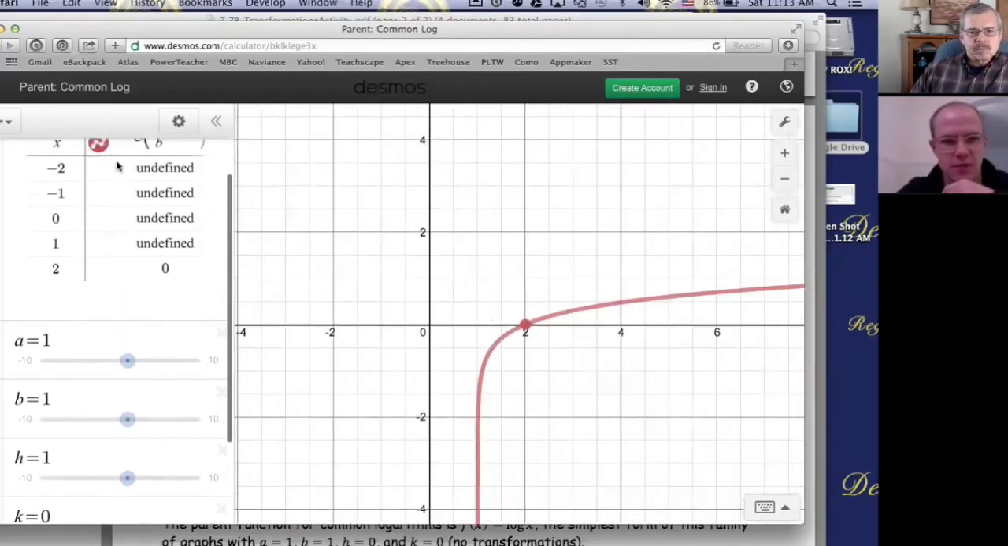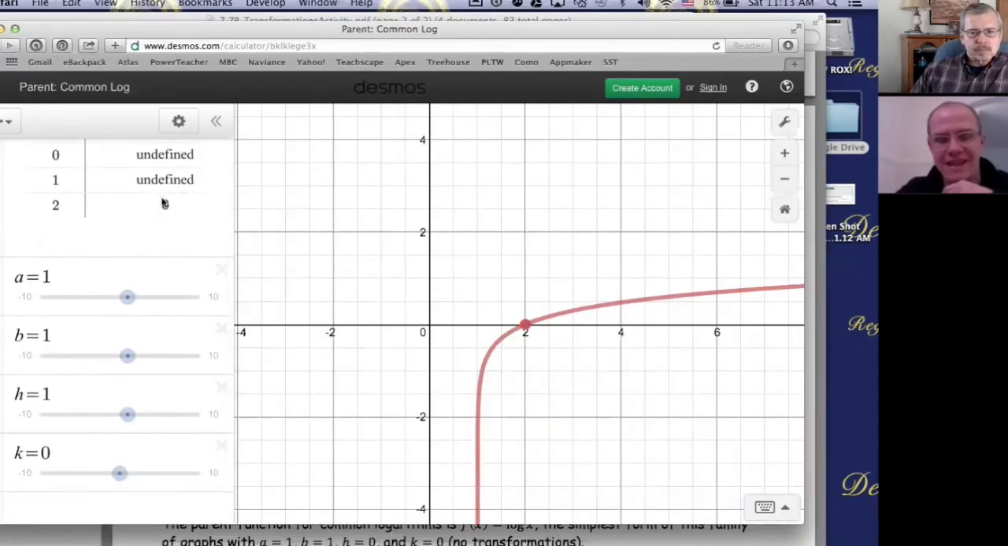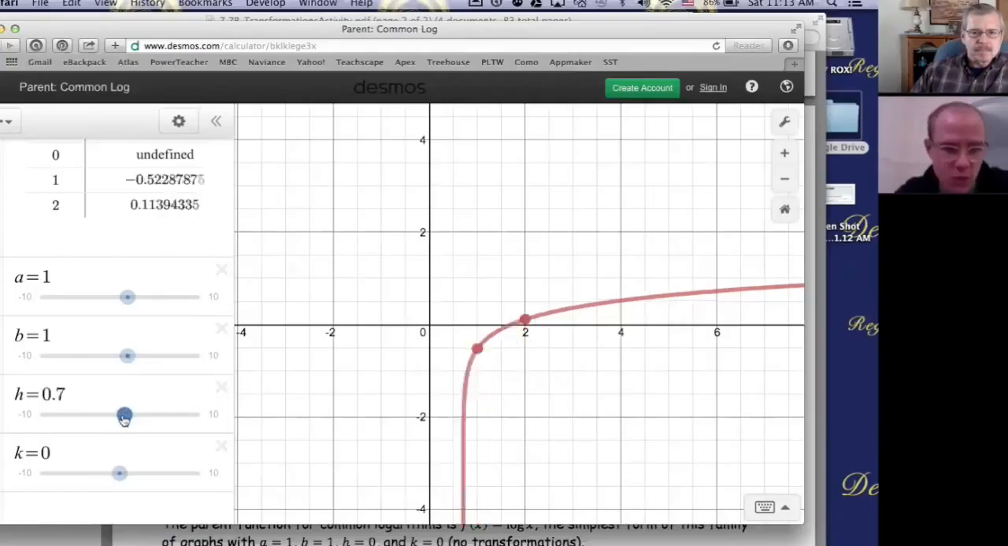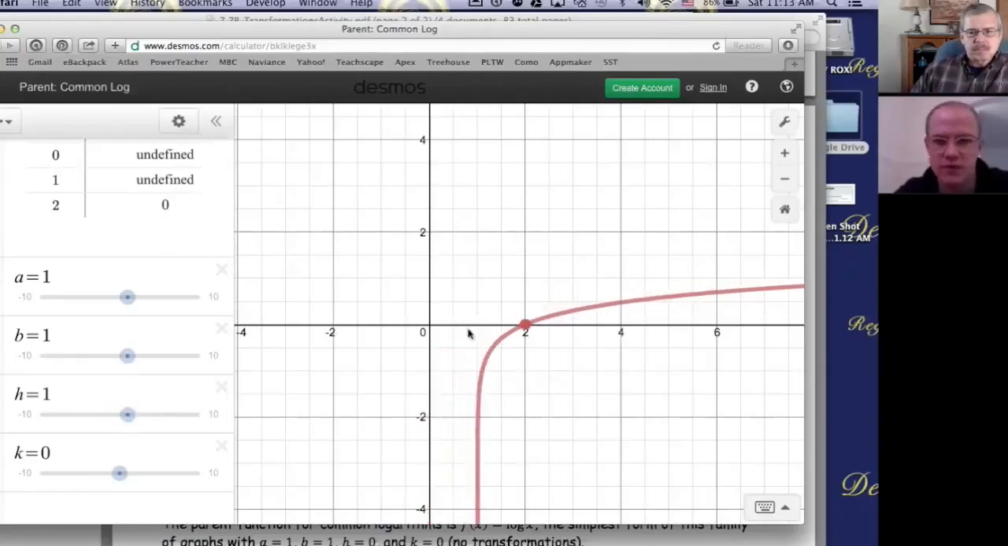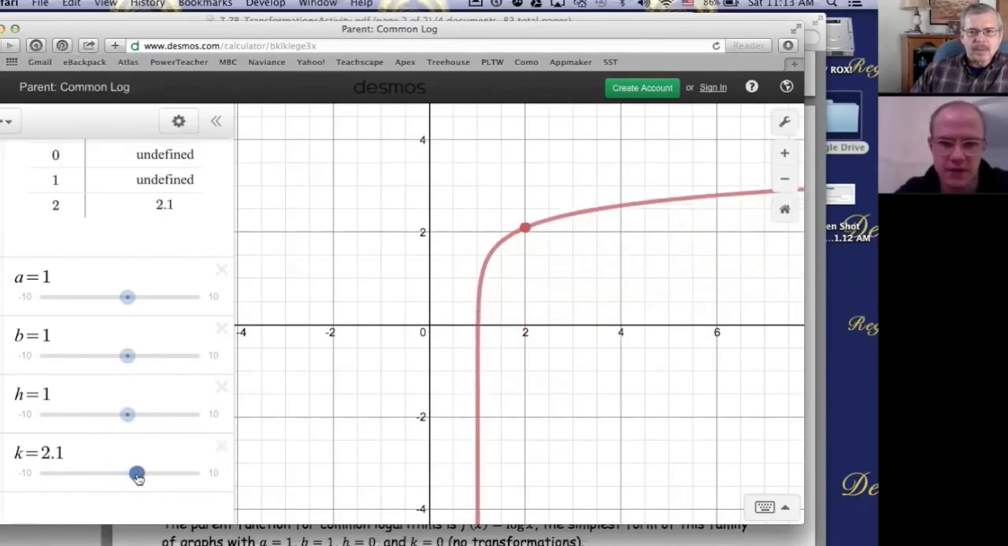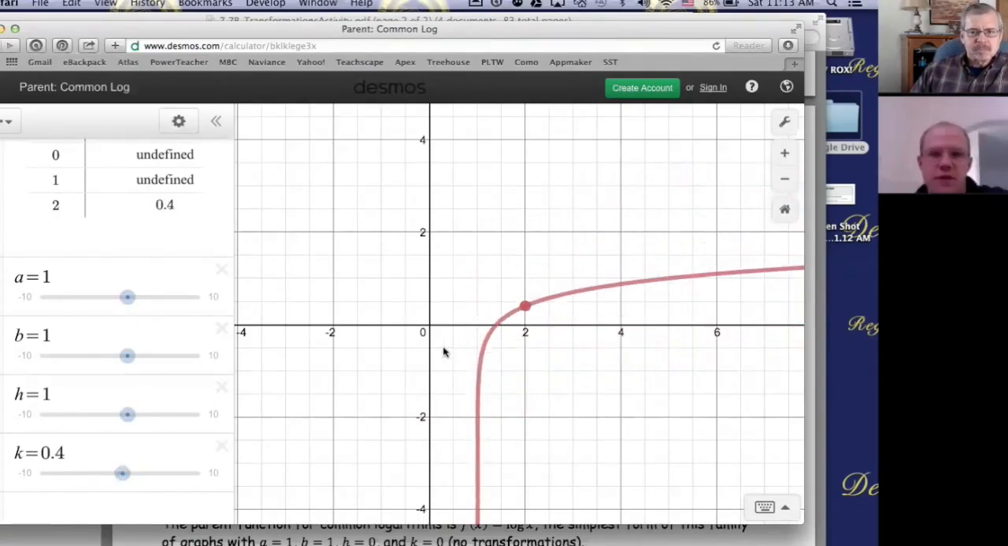Actually, the table now moved the vertical asymptote from x equaling 0 over to here. And this is actually the x-intercept, which was at 1 comma 0. And now with the horizontal translation to the right by 1, everything slid over by 1. Okay. And this will move things up and down. And that's the next section. Any questions up to there?